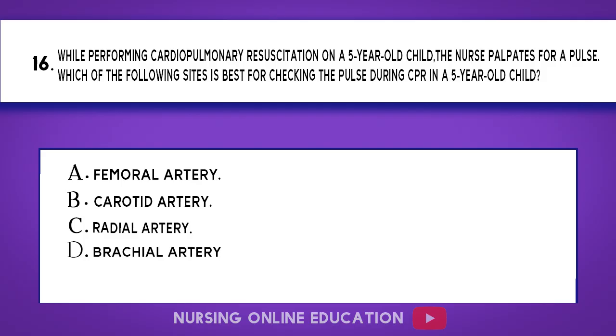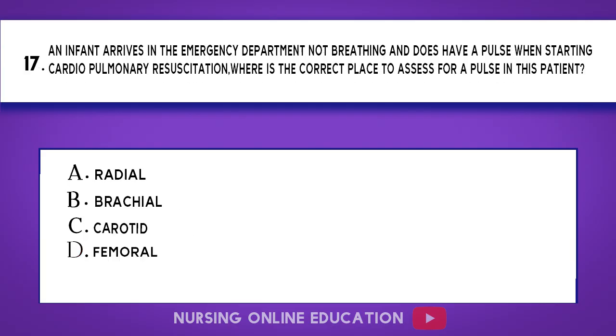16. While performing cardiopulmonary resuscitation on a 5-year-old child, the nurse palpates for a pulse. Which of the following sites is best for checking the pulse during CPR in a 5-year-old child? A. Femoral artery. B. Carotid artery. C. Radial artery. D. Brachial artery. The answer is option D, brachial artery.